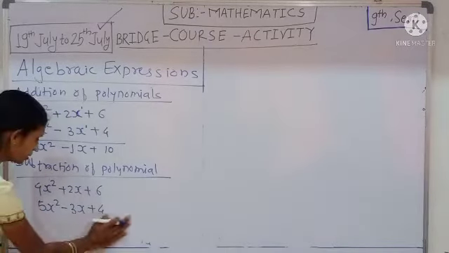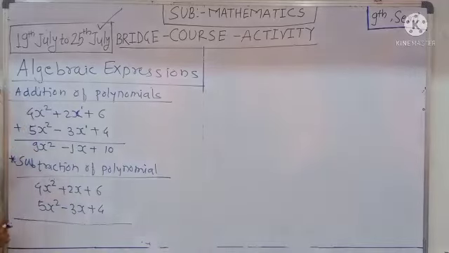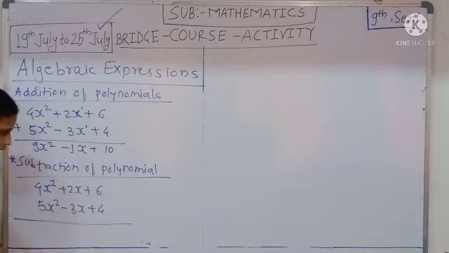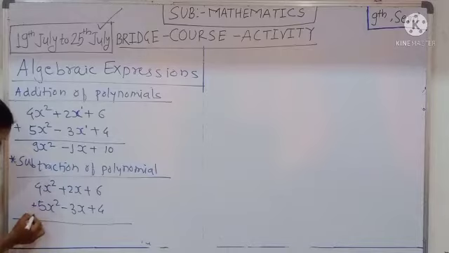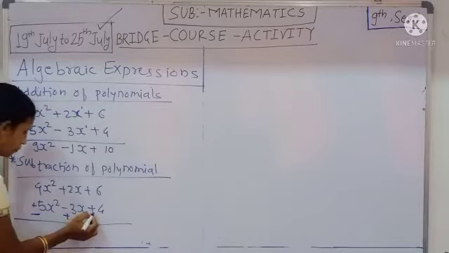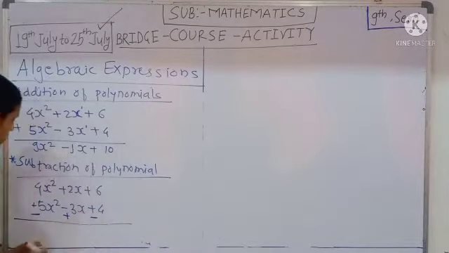Instead of that, when we do the subtraction of polynomials, then change the signs of each term of the second polynomial. See here, plus sign is there. Therefore, we have to write minus. We have to reverse the sign, that is negative. Here, plus sign is there. Therefore, we have to write the minus sign.